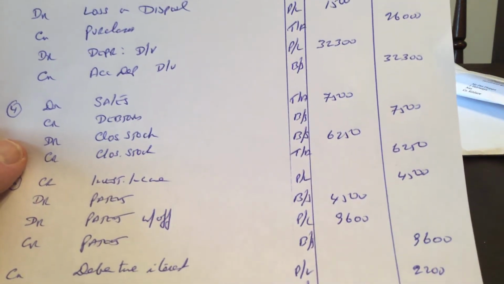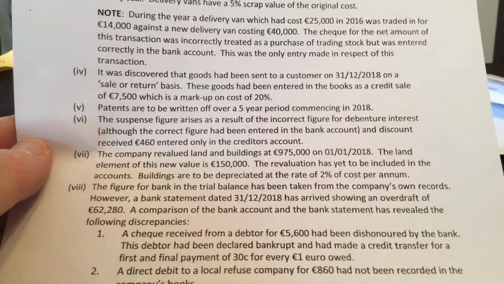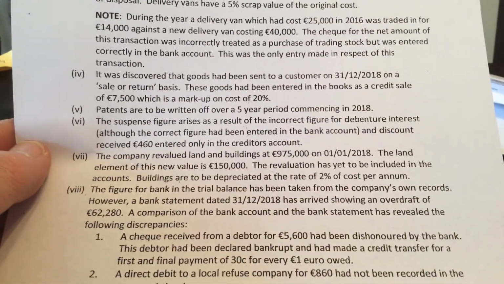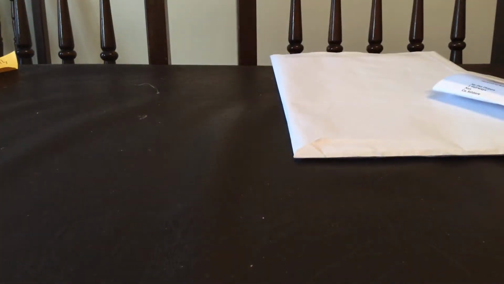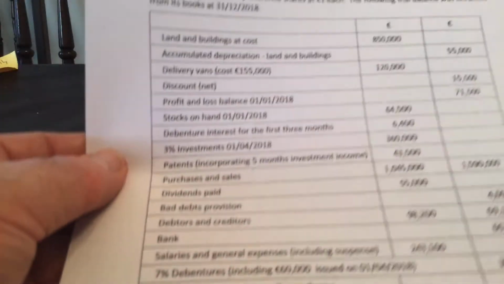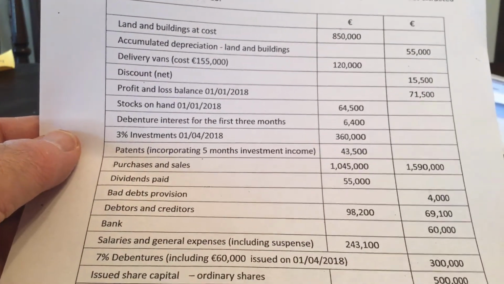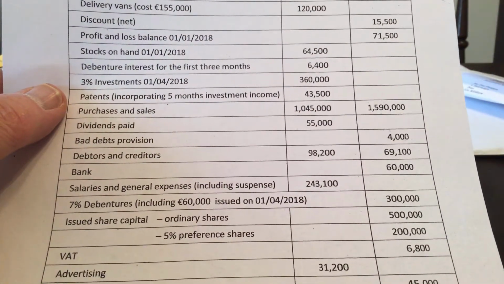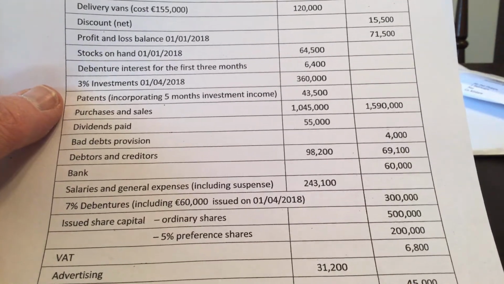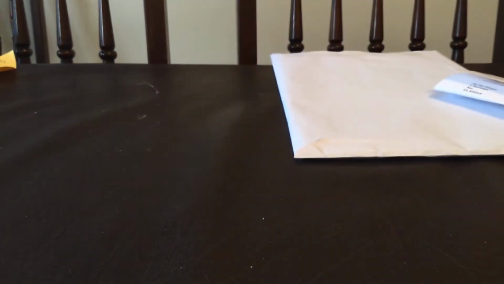Now we go to number 5, and number 5 now is, this wasn't that easy. A patent is to be written off over a 5-year period commencing 2018. So back into the trial balance and look at what the patent says. And as you can see then, the patent is incorporating 5 months investment income, so 43,500. So that figure is wrong. So we've got to go back and calculate investment income.